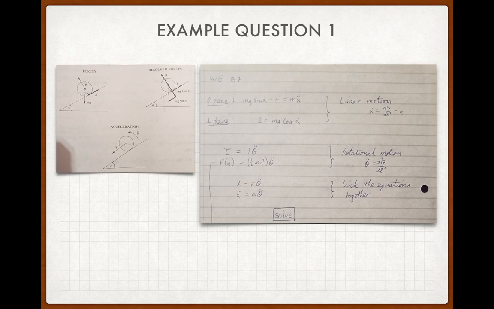Perpendicular to the plane, no acceleration, so forces up and down relative to the plane are equal. So R is equal to mg cos alpha. Okay, now we look at the rotational motion.